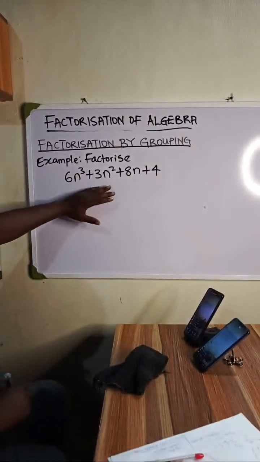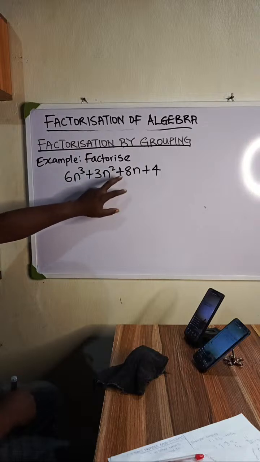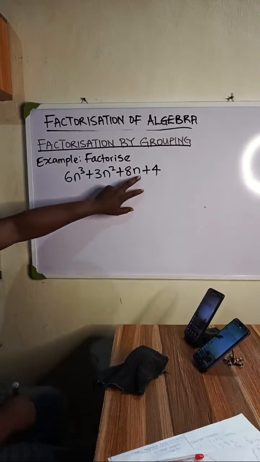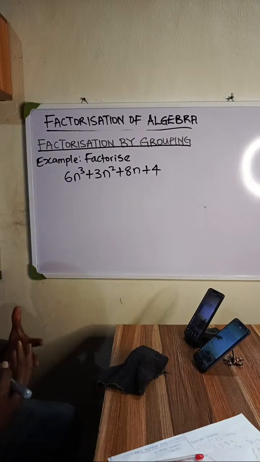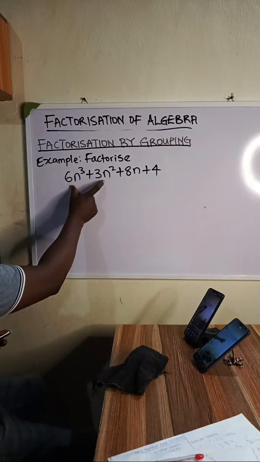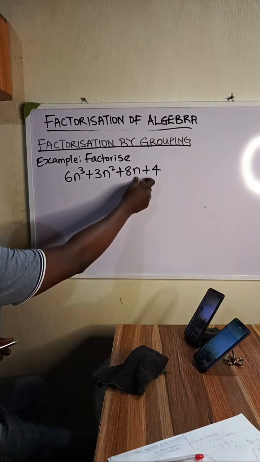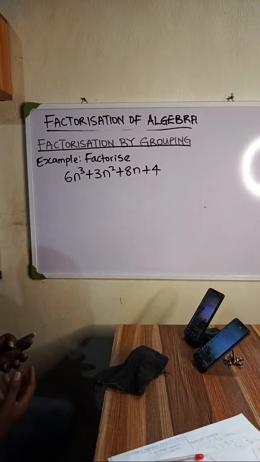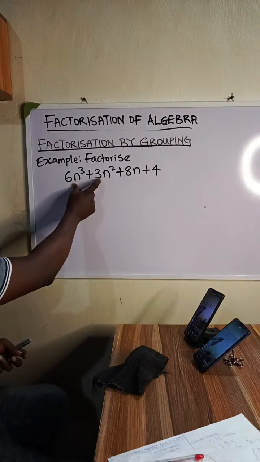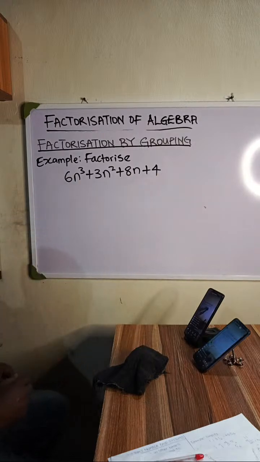So if we have an example like this, if we are told to factorize 6n to the power of 3 plus 3n to the power of 2 plus 8n plus 4, we can only do this using factorization by grouping. So this means we are going to group these two together. We factorize them as a group, and we factorize this as a group, right? That's the only way we can do that. So let's look at how that is going to work.